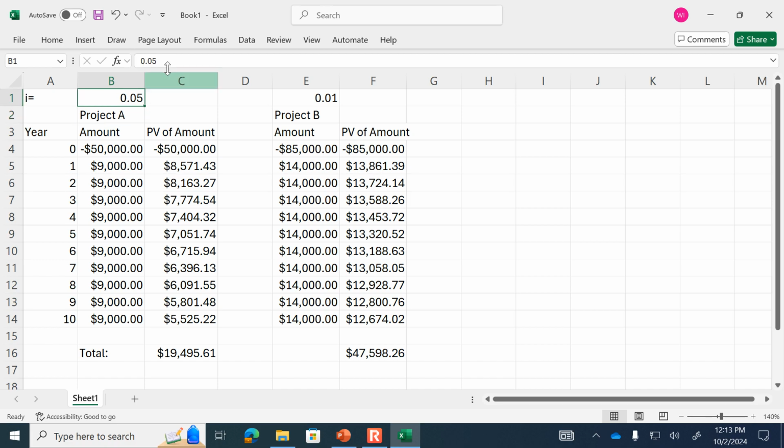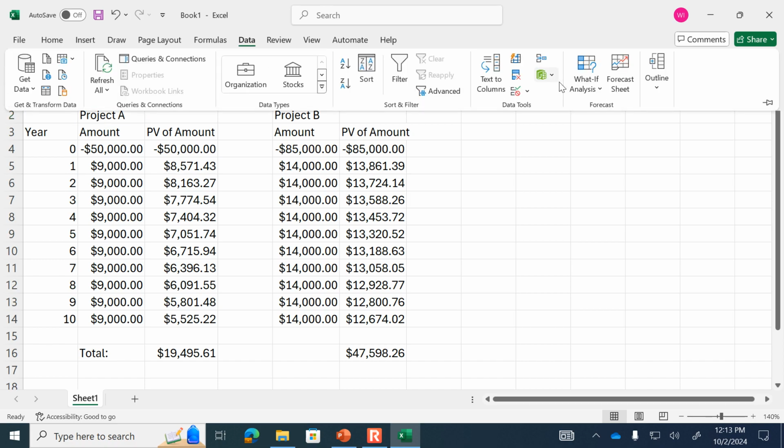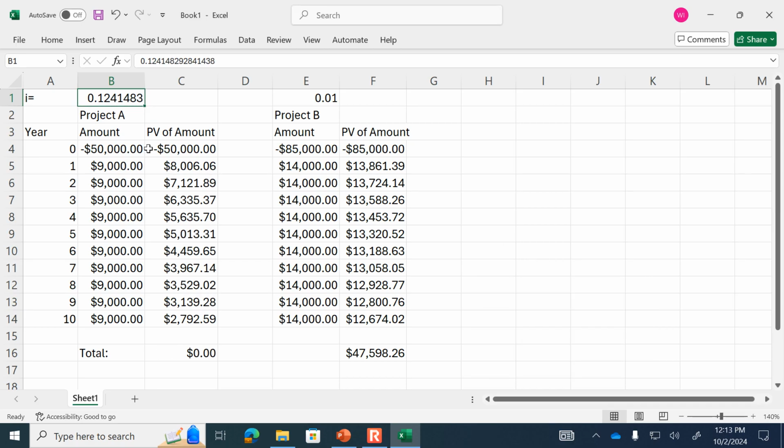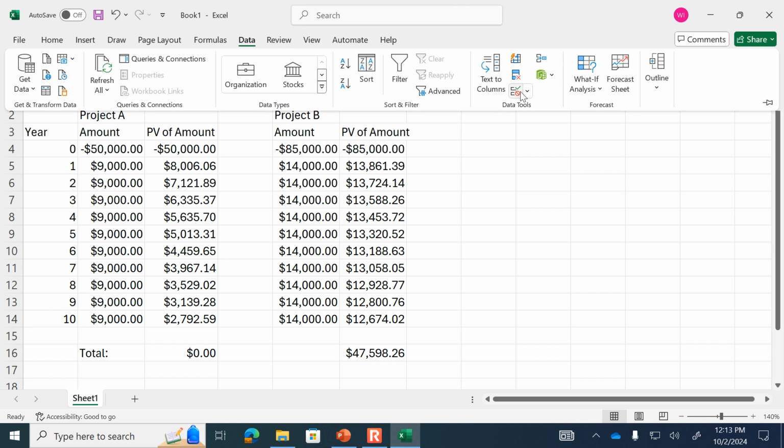So we can just do the goal seek, and the objective here is for the total to be 0 by changing the interest rate for project A. And it looks like 12.41% is the internal rate of return of project A. And now I need to do the same thing for the interest rate related to project B.